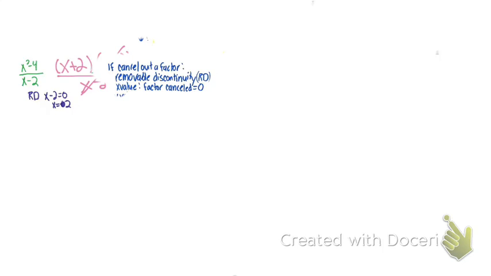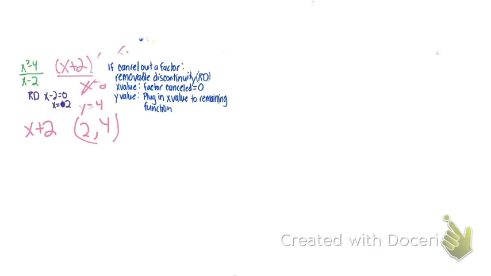To find the y value, what I do is I plug in that x value to the remaining function. Okay, so whatever I have left of that remaining function. So in this case, my removable discontinuity is at 2. My remaining function was x plus 2. So if I plug in 2, that gives me a y value of 4. So my hole, or my removable discontinuity, is at the point 2, 4.